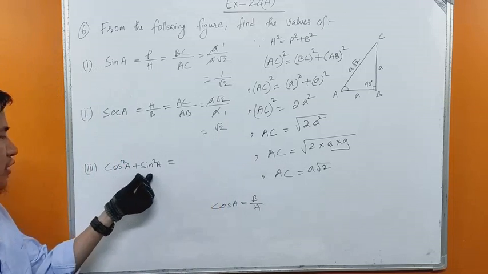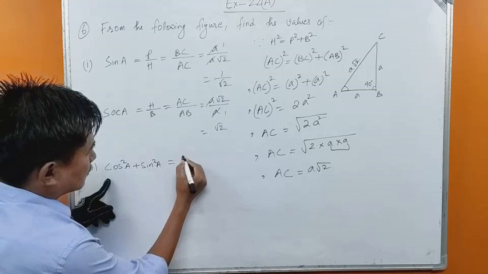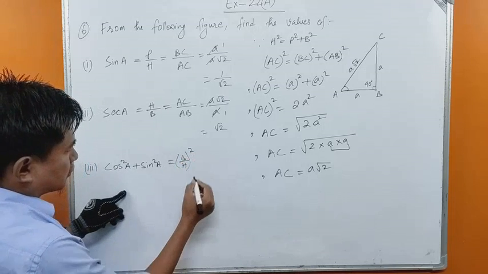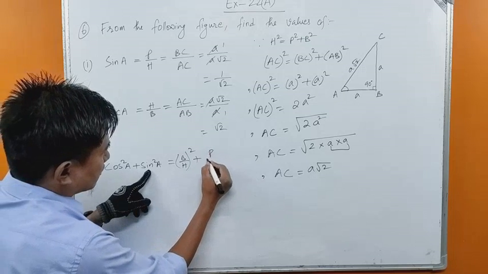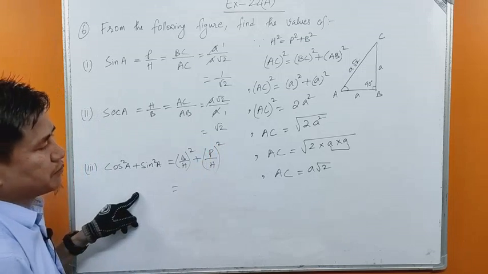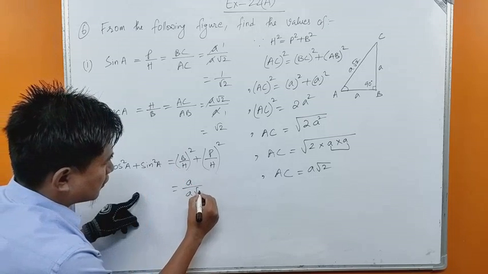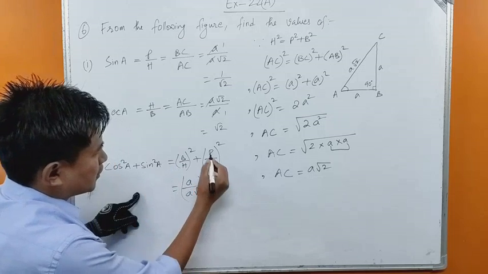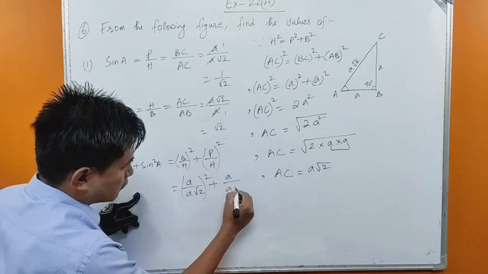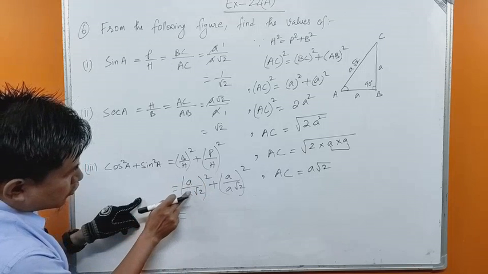Now let us find the value of cos square A plus sin square A. So cos square A is base upon hypotenuse, squared, plus sin theta is perpendicular upon hypotenuse, squared. So what is base? Base is a, isn't it? And what is hypotenuse? Hypotenuse is a root 2 whole square, plus what is perpendicular? Perpendicular is a, and what is hypotenuse? Hypotenuse is a root 2 whole square. So this square applies to both the numerator and denominator, isn't it?